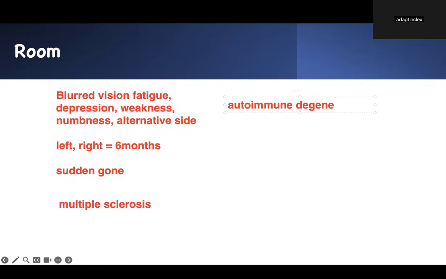Oh, that means I'm losing it. I'm not going to get it back, right? And I'm going to have a bunch of problems. Your management is steroid, immunosuppression, because it's what? Autoimmune disease. Then I got to manage all the signs and symptoms the patient is talking about.